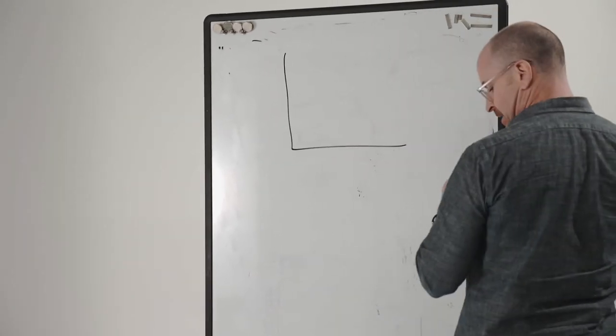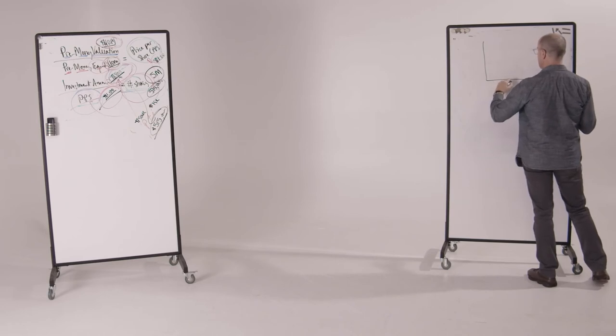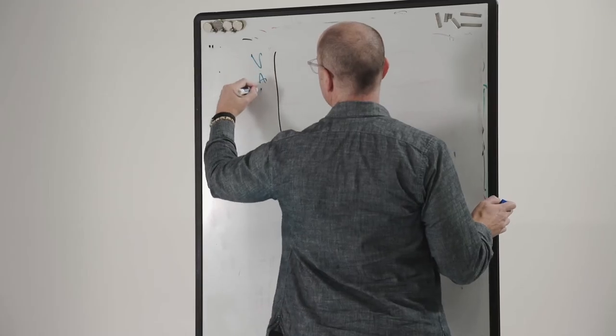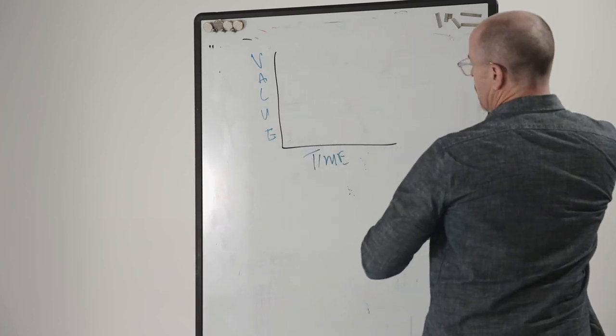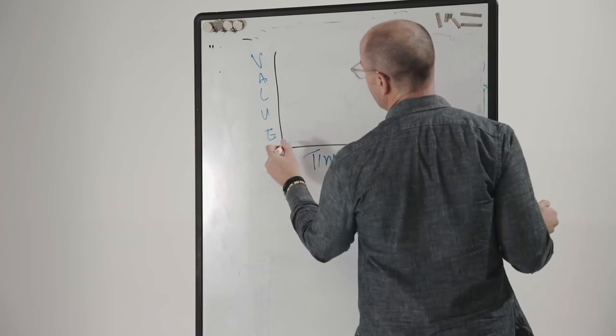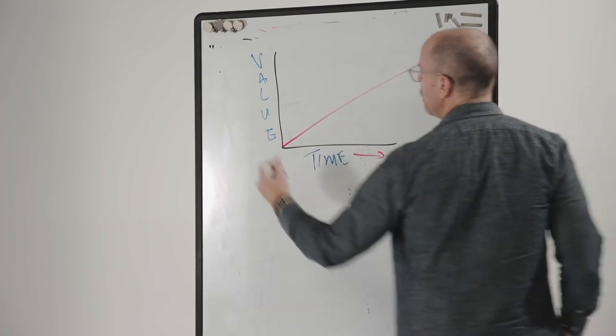You have these axes, and this is time, and this is value. And in theory, our company is moving like this. As time goes on, the value goes up.